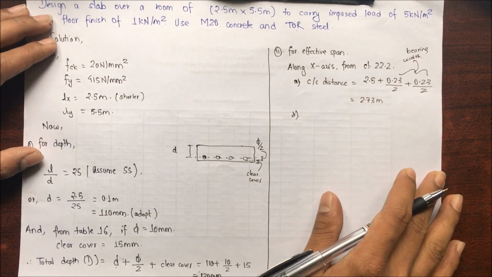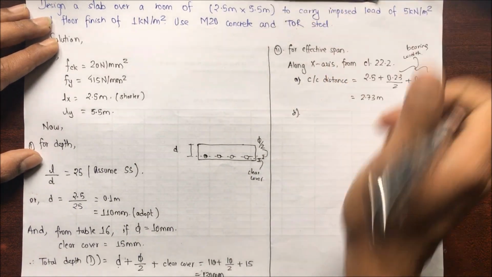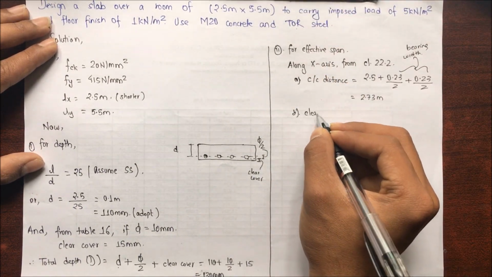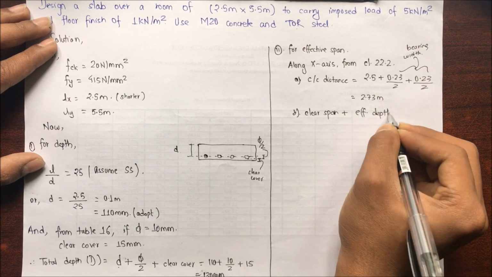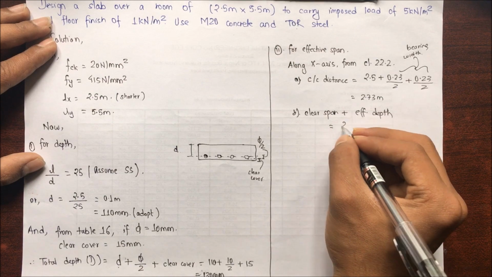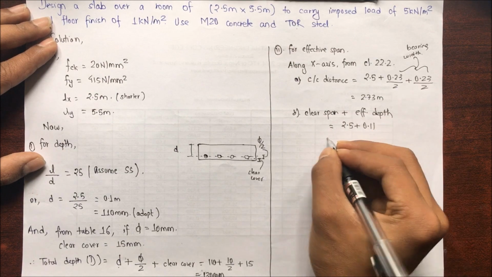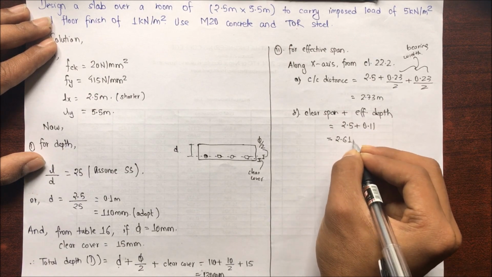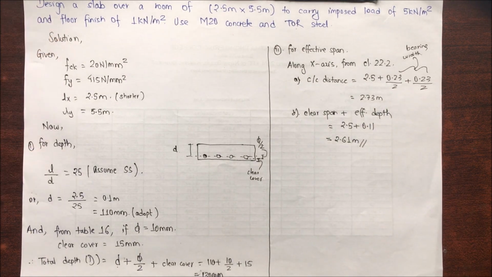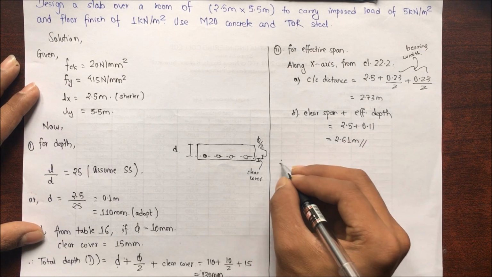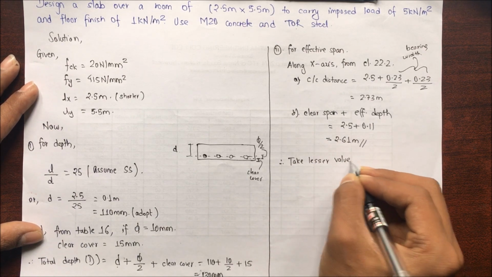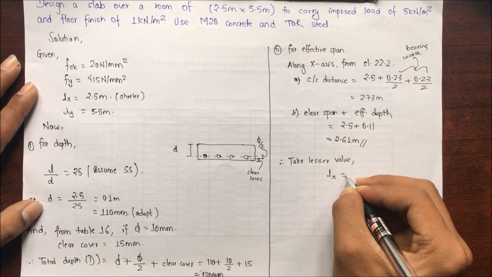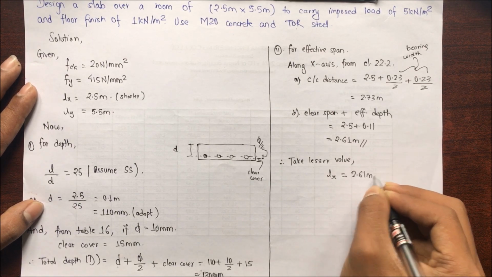And the second case we consider here is the clear span plus effective depth. So this comes as 2.5 plus 0.11. We have calculated the depth, so this comes as 2.61 meter. As I said, we will take the smaller value of these two. Hence the effective length along the x-axis is 2.61 meter.